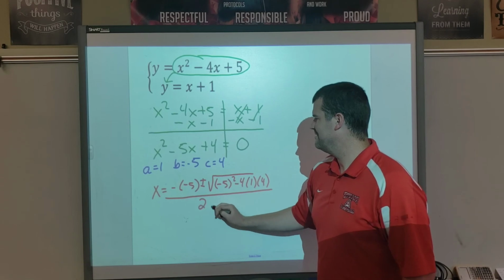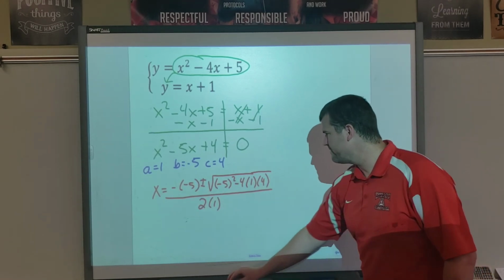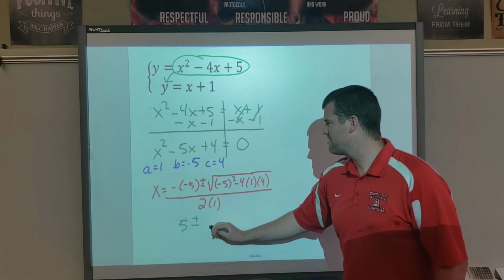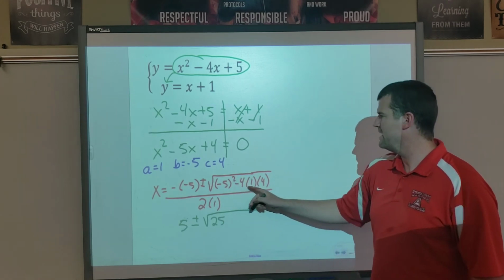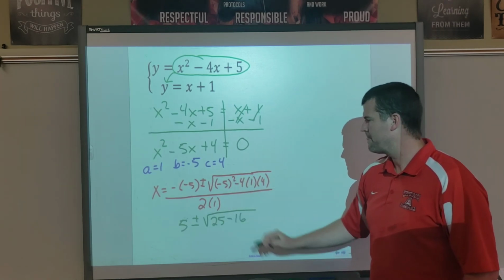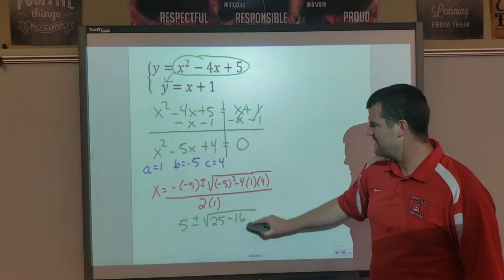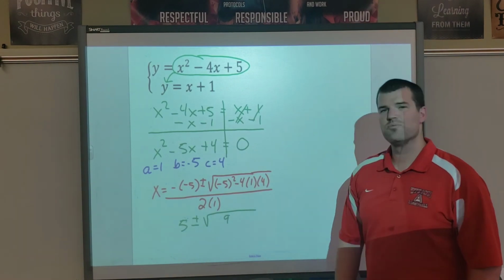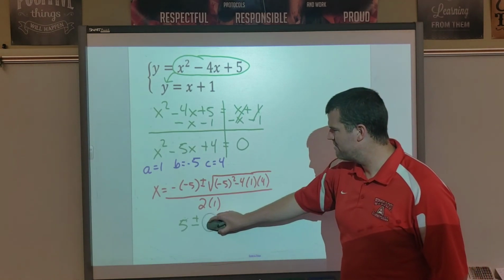All over 2a. All right, so we get negative 5, which is positive 5, plus or minus the square root of 25 minus 16. Let's go ahead and simplify this right here. 25 minus 16 is 9. And what's the square root of 9? Well, the square root of 9 is 3.